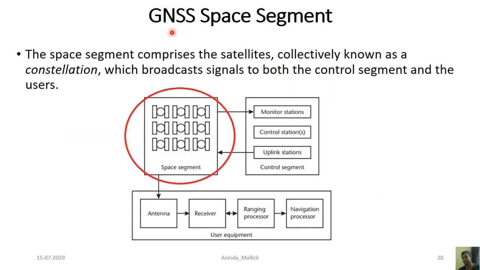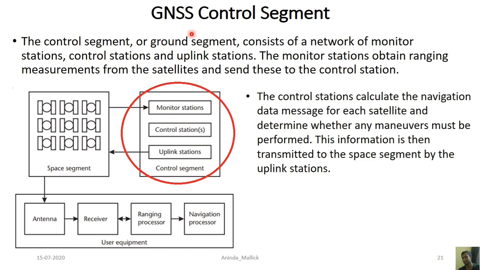And the next one is the GNSS space segment. The space segment is basically nothing but a group of satellites, or a constellation of satellites, placed in space. And the next one is the GNSS control segment. The control segment is basically the ground station. You can see there are three parts in the control segment: monitoring station, control station, and uplink station.